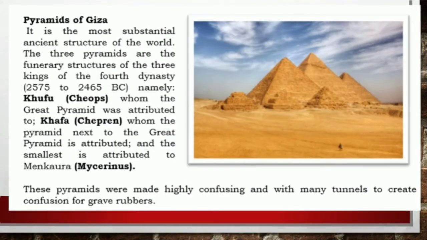Next, the Pyramids of Giza. It is the most substantial ancient structure of the world. The 3 pyramids are the funerary structures of the 3 kings of the 4th dynasty, namely Khufu or Cheops, to whom the Great Pyramid is attributed, Khafre or Chephren, to whom the pyramid next to the Great Pyramid is attributed, and the smallest is attributed to Menkaure or Mycerinus. These pyramids were made highly confusing with many tunnels to create confusion for grave robbers.